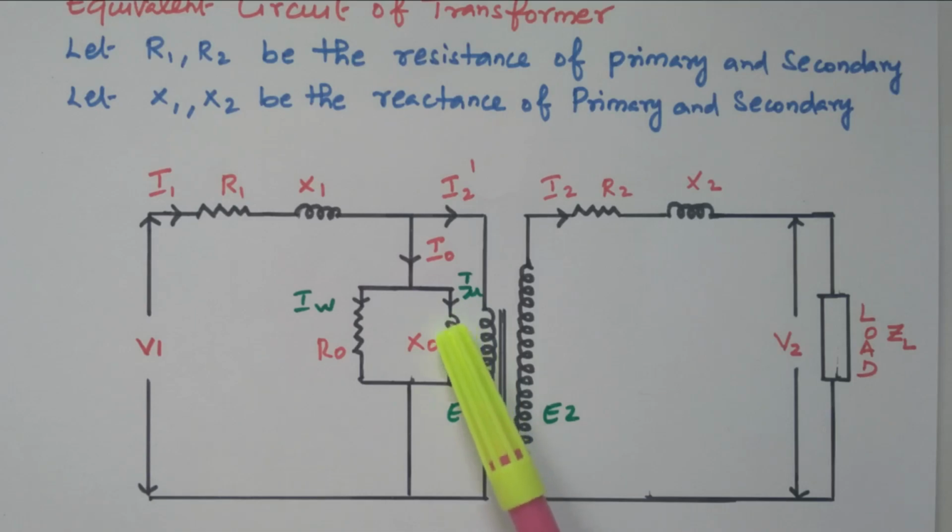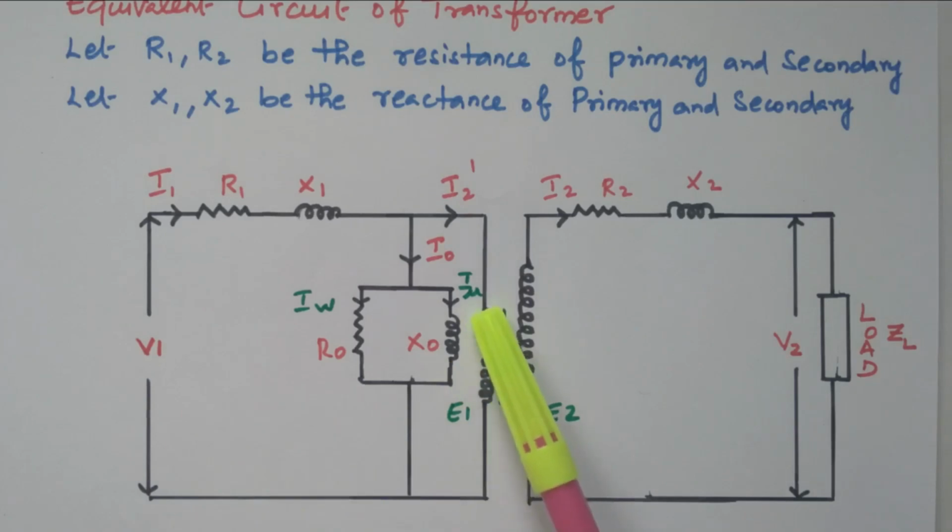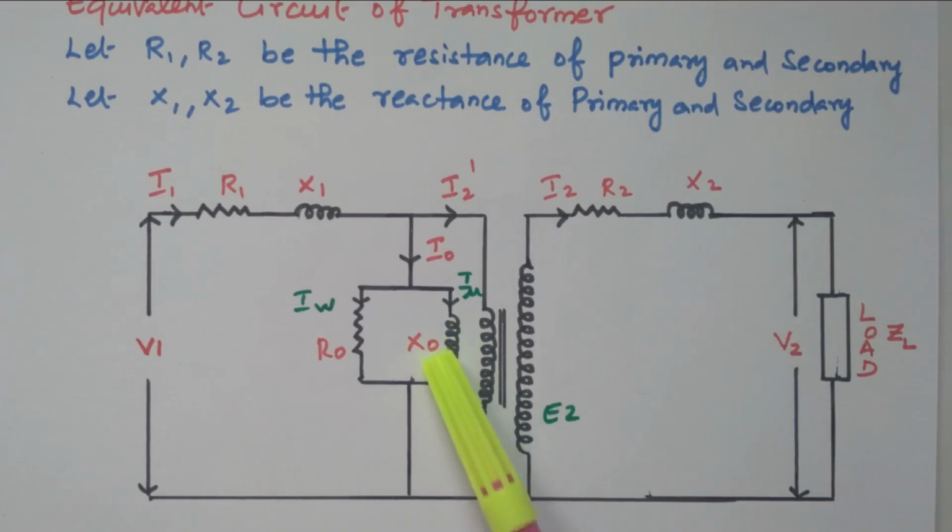It is like an inductance, reactance X0. Right. So the Iw is the current flowing through R0, that is called the active or iron loss component. This Imu is the magnetizing current flowing through the X0. This X0 and R0 refer to the no load condition. It is responsible for magnetizing the primary winding when the secondary is not loaded.